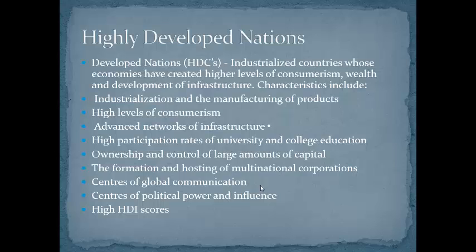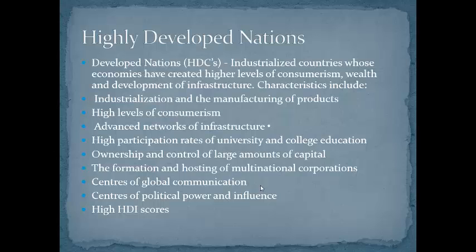And their characteristics include things such as industrialization and the manufacturing of products. So there's an industrial manufacturing base there. Lots of people are working outside of the agriculture sector. You have people who are actually manufacturing things, making things, a large service sector. High levels of consumerism. So there's people who are rich enough to actually purchase those products. They have advanced networks and infrastructure. So they have things like telephone networks and roads and highways and railways and airports.